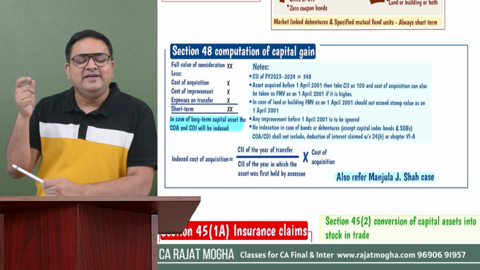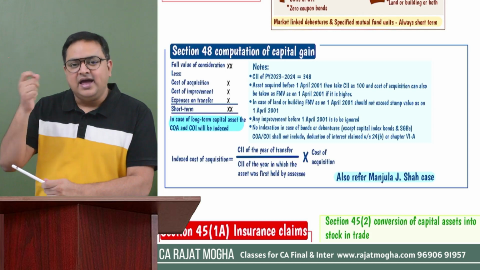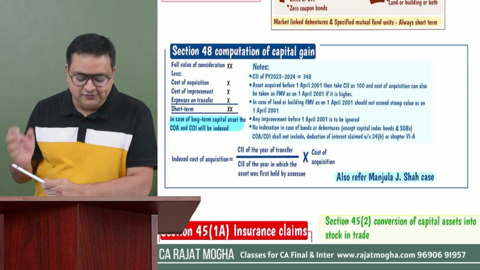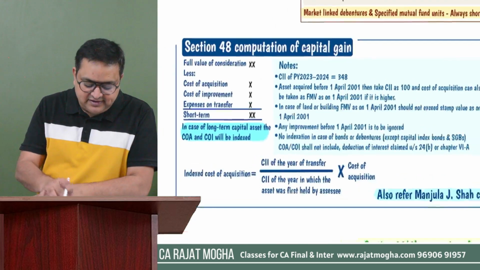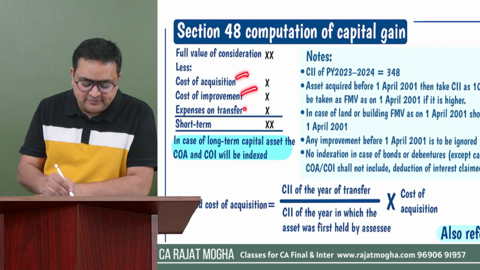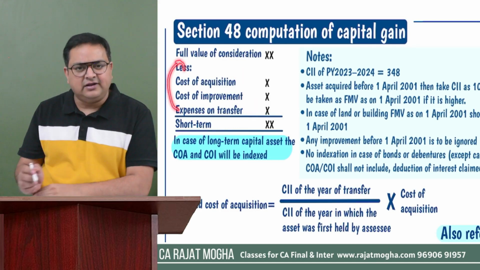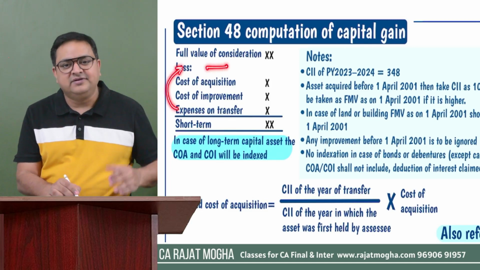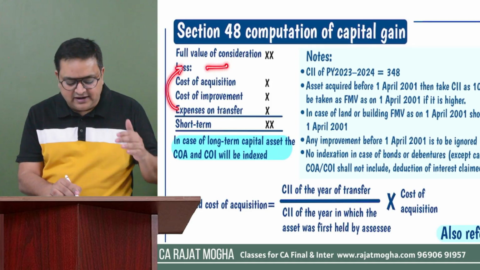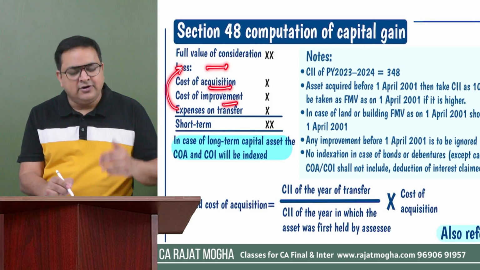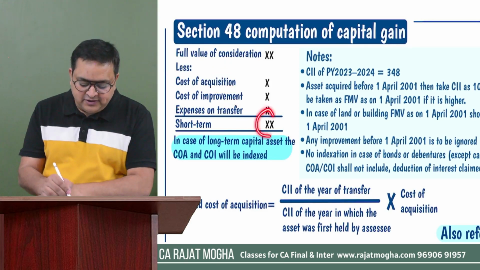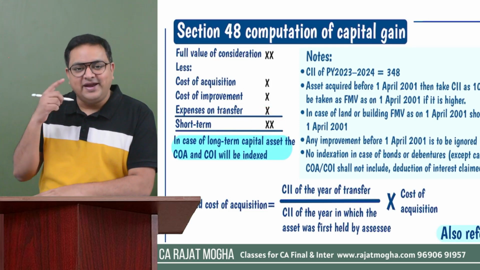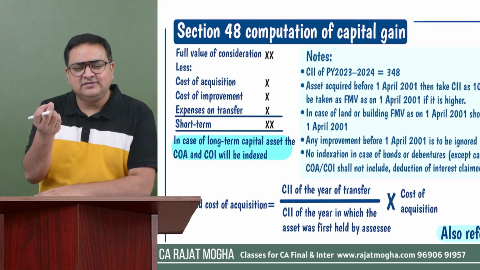We call selling price as full value of consideration, and cost has three parts: cost of acquisition, cost of improvement, and expenses on transfer. You can deduct expenses on transfer first, that is okay. Once we deduct expenses on transfer first from full value of consideration, we get net consideration. After that, you can also deduct COA and COI, or you can keep it this way also. So this way you will get your capital gain. So this is a short-term capital gain. Why is this short-term? Because for long-term, the computation is a little bit different.